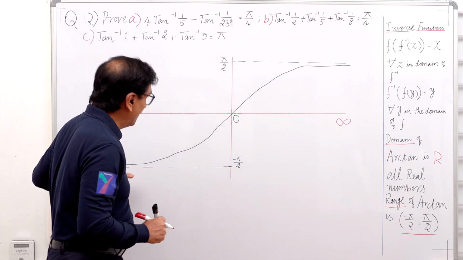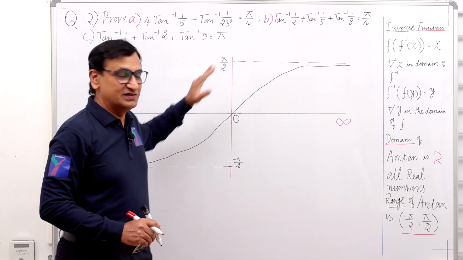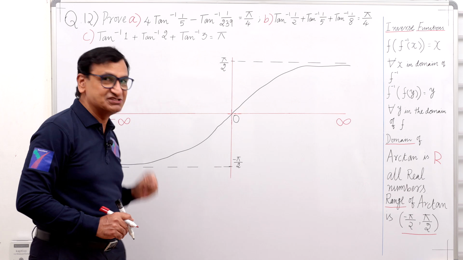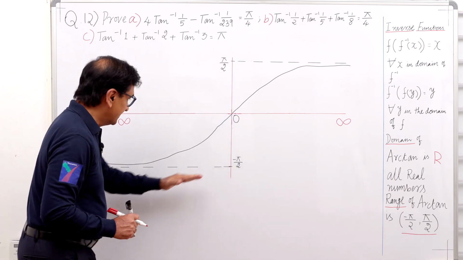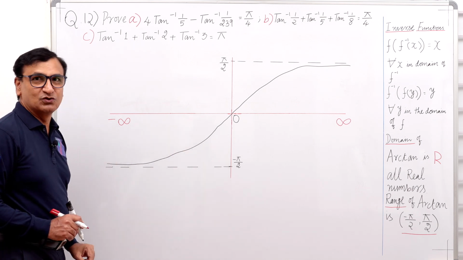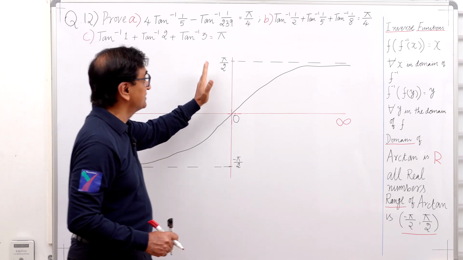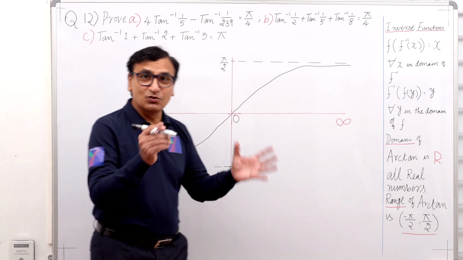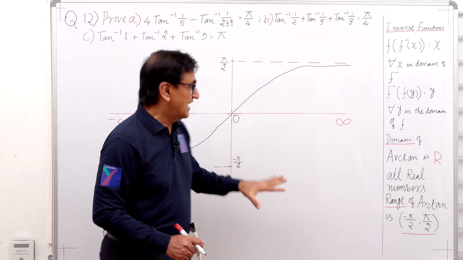But there are two horizontal asymptotes at minus pi by 2 and pi by 2. That's why arctan function's range is the open interval minus pi by 2 to pi by 2. That is, it reaches asymptotically to minus pi by 2 in the negative y axis and in the positive y axis it reaches pi by 2 asymptotically. I am going to employ the behavior of this arctan function in order to solve these.